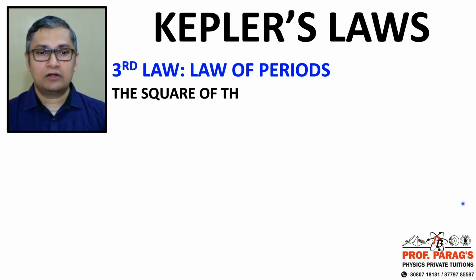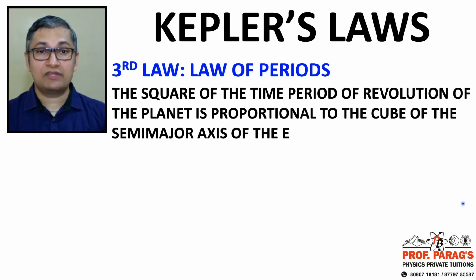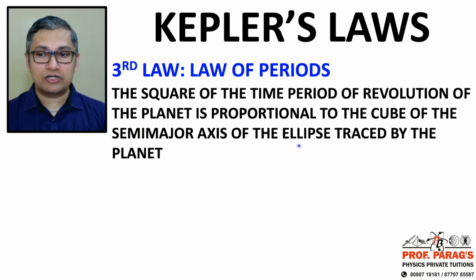The square of the time period of revolution of the planet is proportional to the cube of the semi-major axis of the ellipse traced out by the planet. Okay, so quite a big statement. Let's understand slowly. Period. So when do we use this word period in physics? Basically we use it for time period.